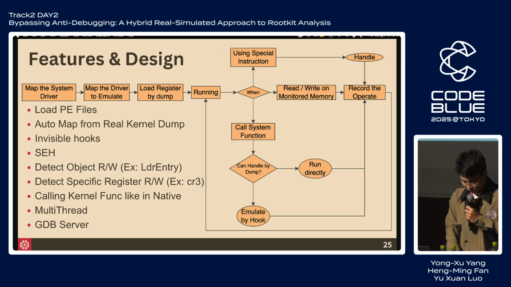Here's how it works. First, we map out the basic system info to build an initial environment. Then, we load the driver that we want to analyze. As it runs, we watch for special instructions or memory accesses and log everything. When it calls a system function, we check whether our kernel dump can handle it or not. If it can, we run it directly. If not, we use a hook to handle it. This mix-and-match approach gives us the best results.